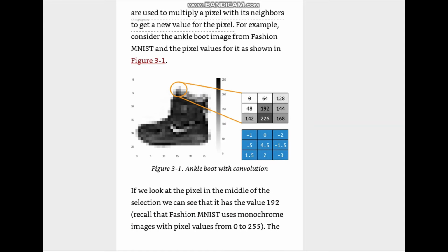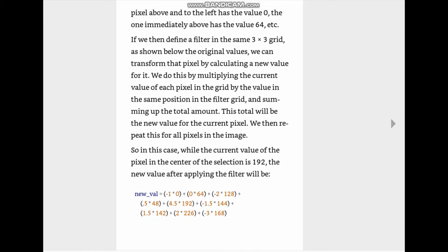So here the blue matrix is the convolutional filter. It's also 3 cross 3 because the matrix of the pixels is 3 cross 3. So we can transform that pixel by calculating a new value for it. And how we are going to get the new value is, we do this by multiplying the current value of each pixel in the grid by the value in the same position in the filter grid and summing up to the total.